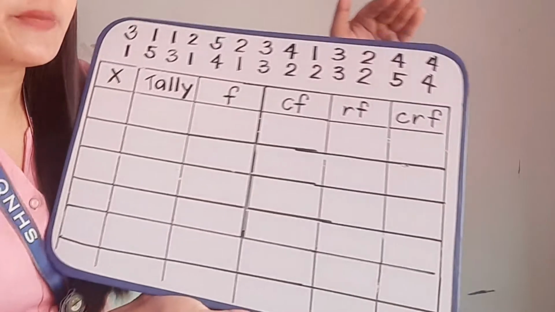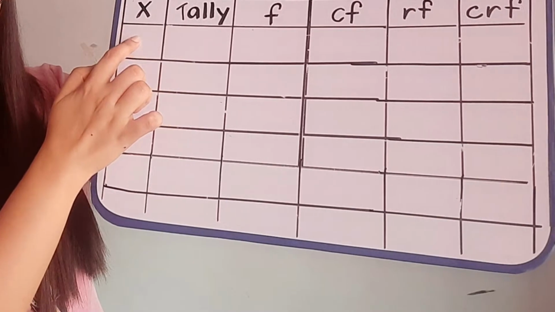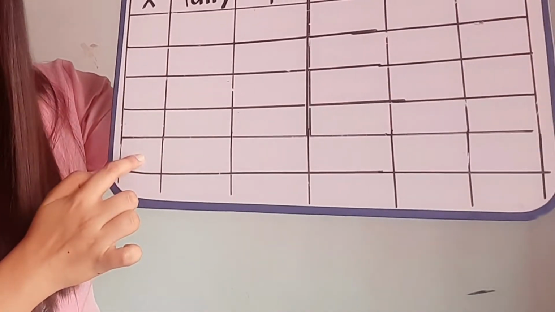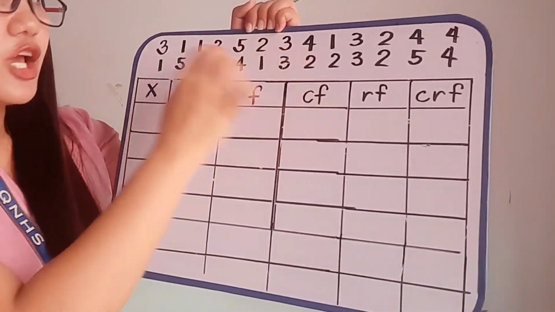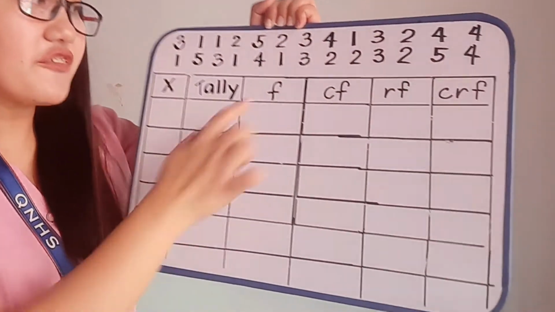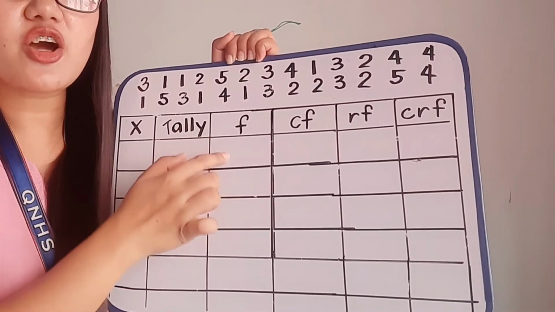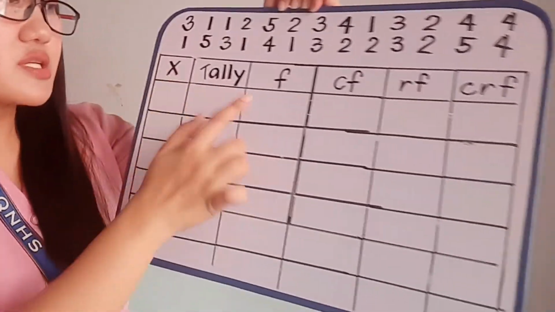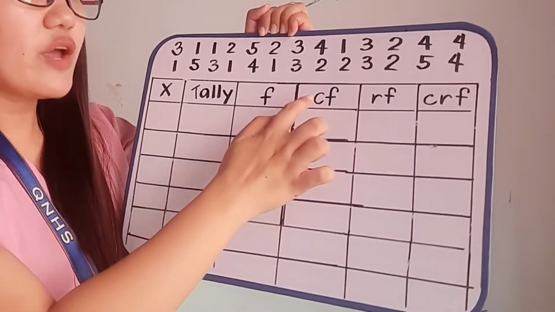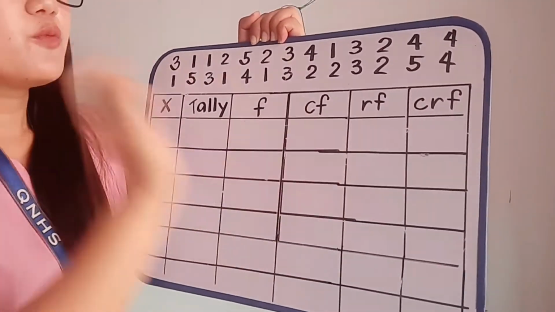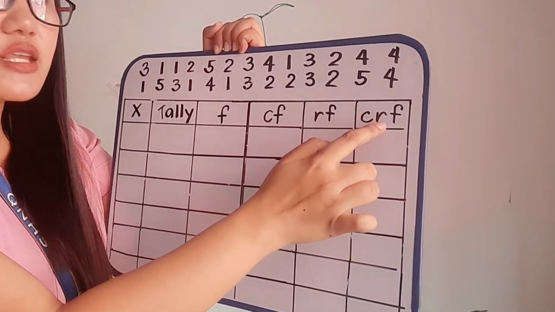Ibig sabihin ng ungroup, individual yung scores. So, ilalagay natin dito sa X is 1, 2, 3, 4, 5. Okay? And then, sa tally, dito natin iisa-isahang ilagay ito para mas mabilis. And then, frequency, anong sabi natin sa frequency? This is the repetition of the numbers in a given data set. So, ibig sabihin, bibilangin natin kung ilan yung naka 1, naka 2, naka 3, and naka 4, and so on. And we have the CF or the cumulative frequency. We have the RF or the relative frequency. And the CRF, the cumulative relative frequency.